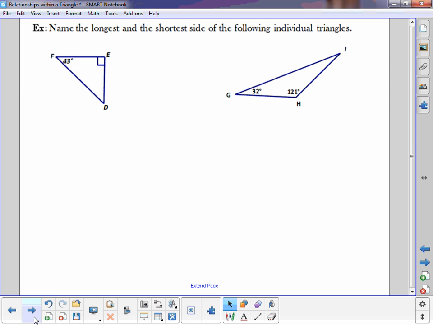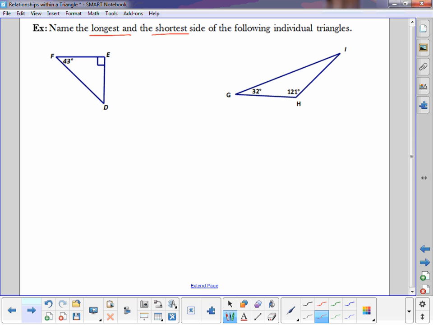Name the longest and shortest side of the following individual triangles. Notice the directions have changed. They're not asking us to list them in a particular order. They just want to know what is the longest side and what is the shortest side. Alright, now taking a look at my picture here, I know two of my angles. But it's possible that this third angle could be smaller or bigger than one of those angles there. So how do I find that third angle?